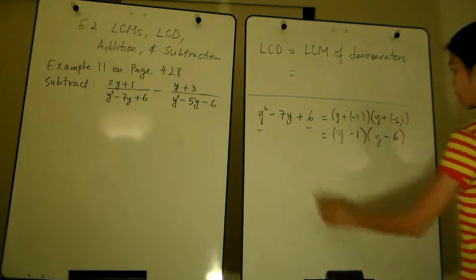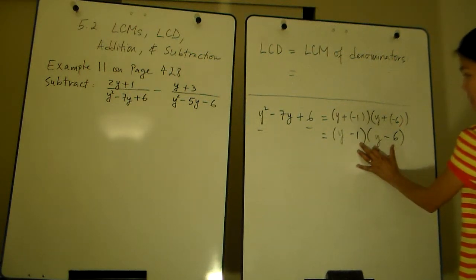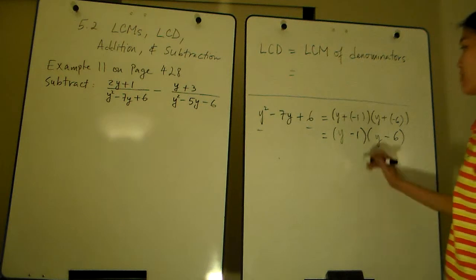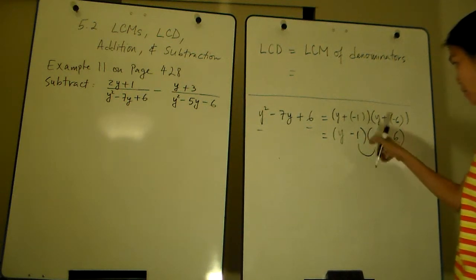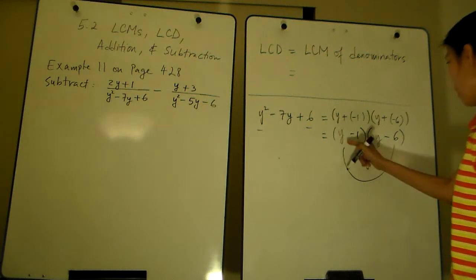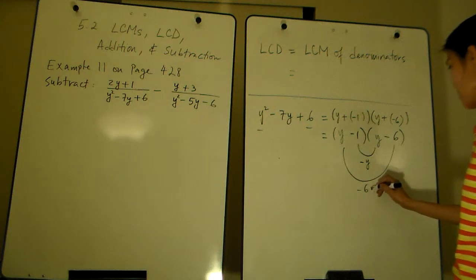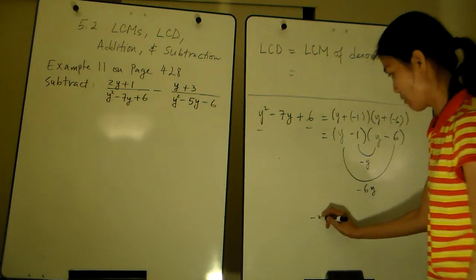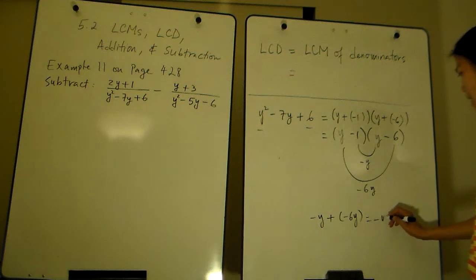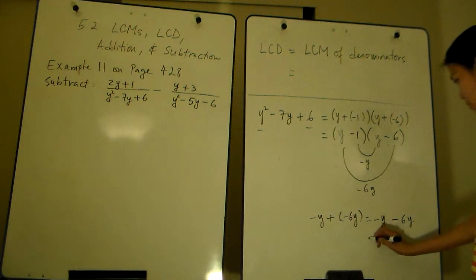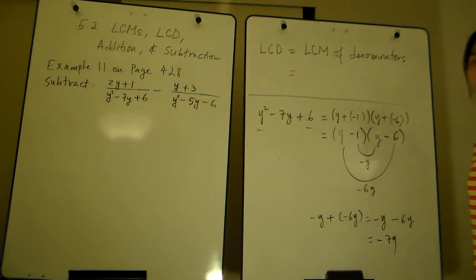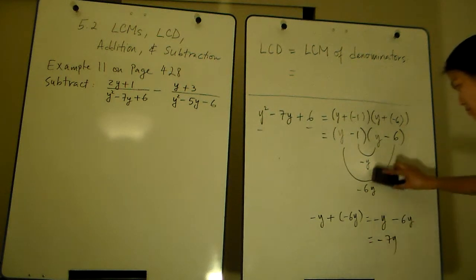We check the first term, which is y squared, and the last term, positive 6. Now the middle term, which is negative 7y, we hope that we get negative 7y. We can check that by multiplying the inner terms. Negative 1 times y is negative y, and the outer terms, y times negative 6 is negative 6y. Take the sum, negative y and negative 6y. Simplify, you get negative y subtract 6y, which is equal to negative 7y. This is the middle term, so that means we got the correct factors.